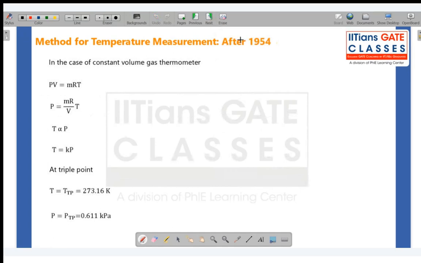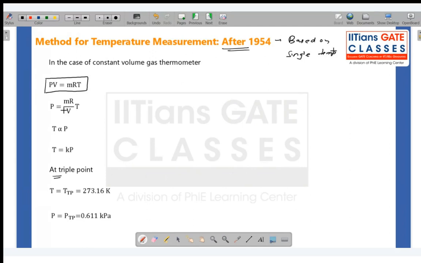Last is after. So this was before 1954. After 1954, basically we had several problems with the previous method, because you had to first of all calculate two temperatures, ice point and steam point. Now anyway it was very difficult to measure the temperature at that point of time, and now you are measuring two temperatures, so the margin of error was higher. So what did they do? They brought it back to one single point, and that point is called the triple point. Okay. So here we use the ideal gas equation. Now this is based on a single point, a single temperature reference.